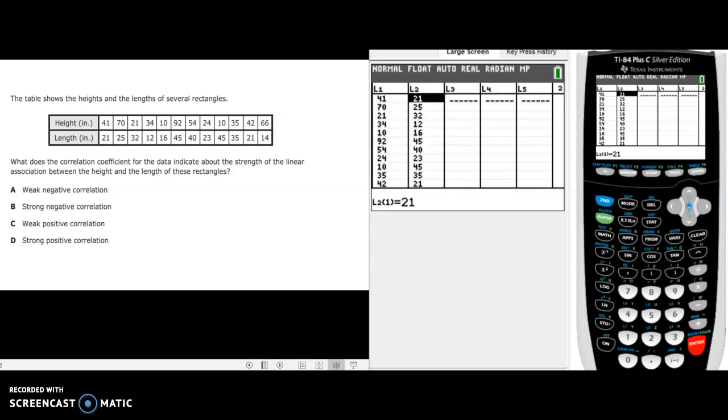The table shows the heights and the lengths of several rectangles. We have the height right here as our x values and the length as our y values. What does the correlation coefficient for the data indicate about the strength of the linear association between the height and the length of these rectangles? So our answer options here are weak negative correlation, strong negative correlation, weak positive, and strong positive.